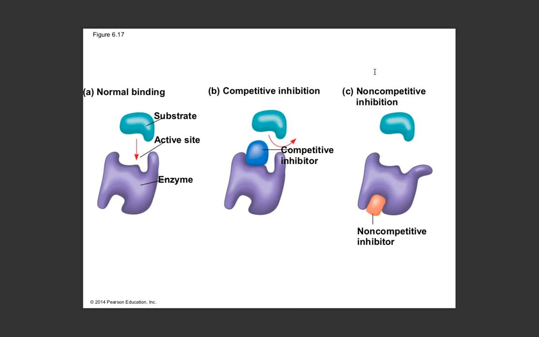So here's an example of what a normal binding situation would be for a substrate and an enzyme through the active site. A competitive inhibition reaction here, you have the enzyme with a competitive inhibitor. Now, this is competitive because it is competing for the active sites.